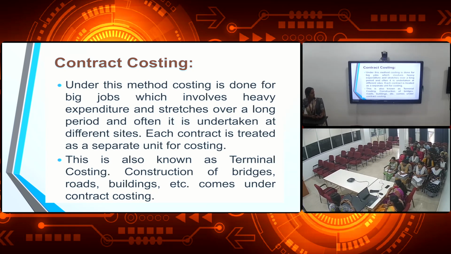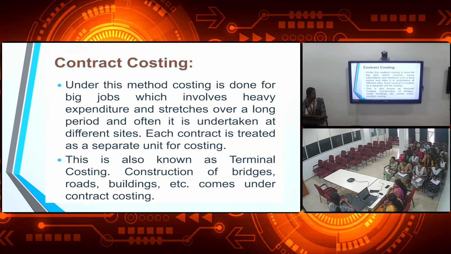Under this method, costing is done for big jobs. Contract costing is done for big jobs compared to job costing, which involves heavy expenditure and stretches over a long period, and often it is undertaken at different sites. Each contract is treated as a separate unit for costing. Each contract is different. Yes. So that is why they refer to it as a separate unit.